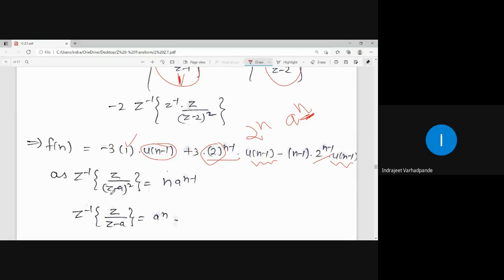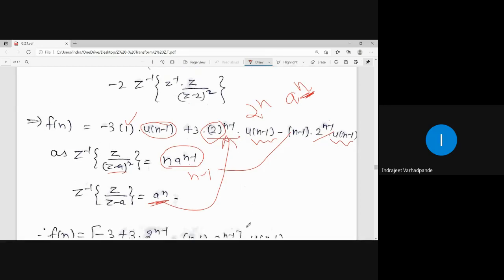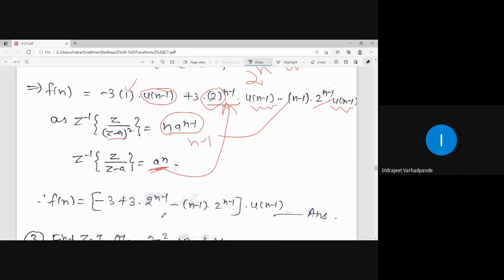Z inverse of z upon z minus a whole square is in this way, n into a to the power n minus 1. but n की जगह क्या है? n minus 1. so n minus 1 और ये n minus 1, और z upon z minus a का सिंपली होता है a to the power n, यहाँ पर है. बट n के जगह क्या लेना है मुझे? n minus 1 लेना है. What can be taken common? u of n minus 1 can be taken common. So minus 3 plus 3 into 2 to the power n minus 1 minus this is giving you the answer.